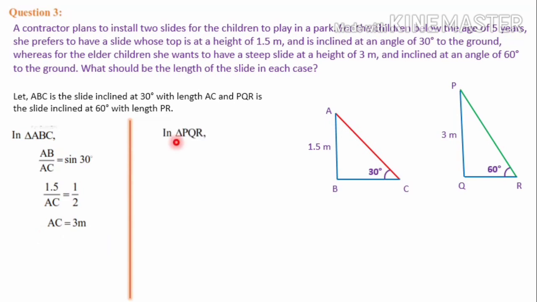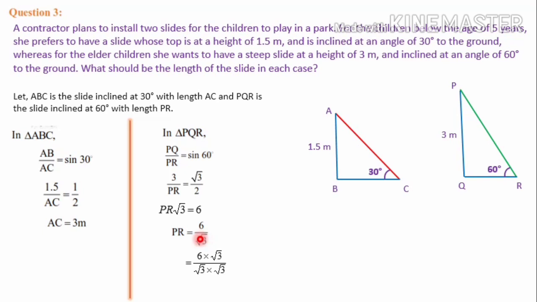And for the second case, we have to consider triangle PQR. In triangle PQR also, PR we need, PQ we have. So this is O and this is H with respect to 60. PQ by PR is equal to sine 60. Here the trigonometric ratio is sine because we have opposite and hypotenuse. Let's substitute it. PQ we have 3 meter by PR, the required one, is equal to sine 60 value, which is root 3 by 2. Cross multiply it, that is PR into root 3 is equal to 3 into 2, which is 6. So PR is equal to 6 divided by root 3.